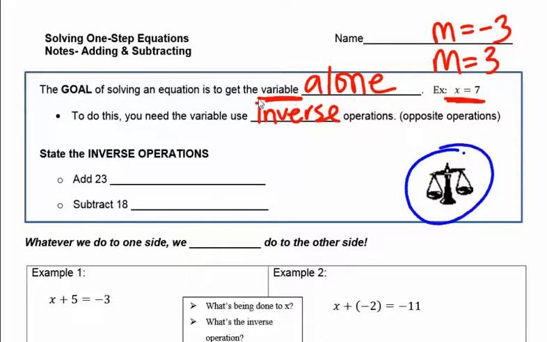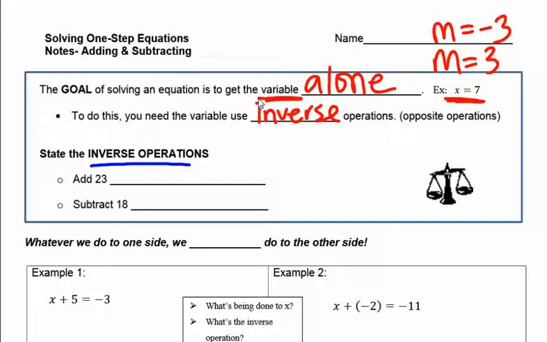Equations are like scales. We have one side equals the other side. So if we do something to one side, we gotta do the same on the other side. If I have 3 birds on this side and 3 birds on this side, if I take away a bird on one side, I gotta take it away on the other side, because it's like a scale. What we do to one side, we gotta do to the other. These inverse operations are what we're going to be using.